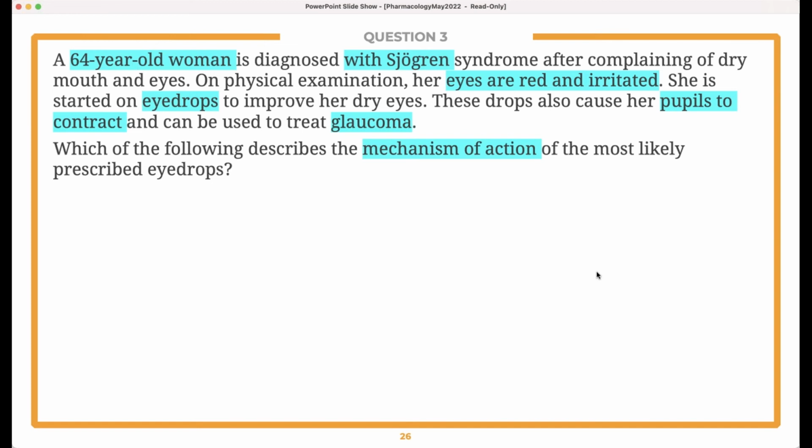All right, some great clues here. How many steps are we looking at? Likely 2 steps, right? We've got to figure out the drug, and we've got to figure out the mechanism of action. So let's see what our answer choices are and see if we can't figure this one out.